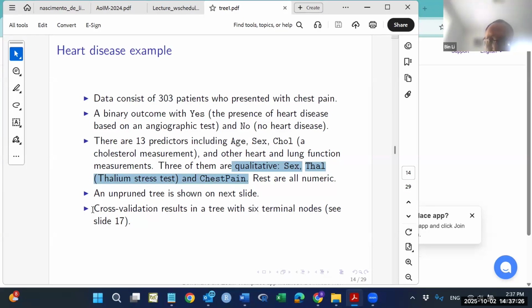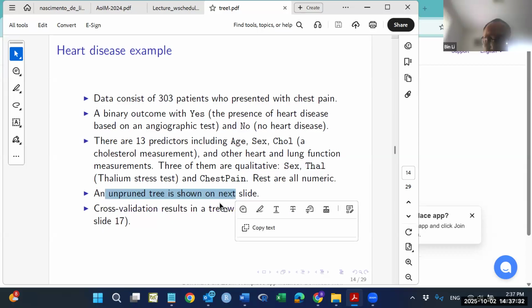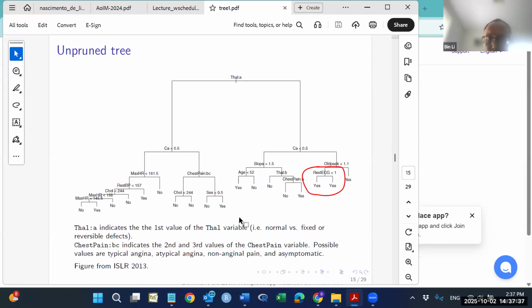Okay, so here we do the cross validation and we find the optimal tree. An unpruned tree is in the next slide, and then we have the pruned trees. Let's see. So this is an unpruned tree.